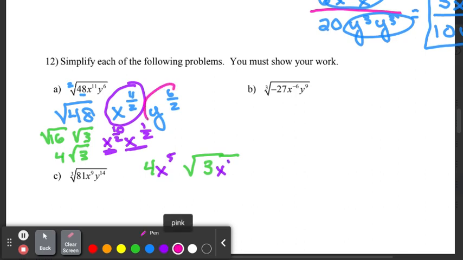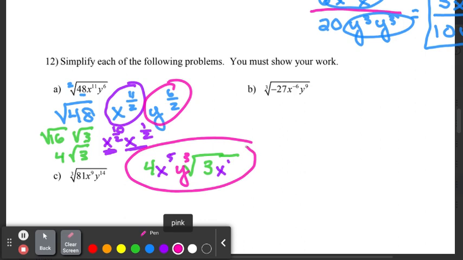Let's do some pink. Y to the 6 over 2? 6 over 2 simplifies to 3, so that whole thing goes in front of the radical. So your answer, simplified radical, 4x to the 5th, y to the 3rd, square root of 3x. The biggest thing here is show work that we can follow. That way you can get some credit if you're struggling with this.